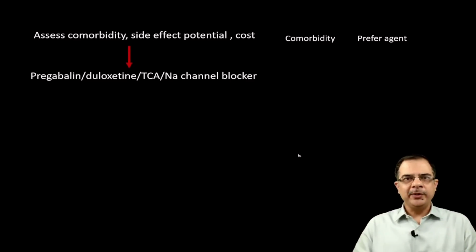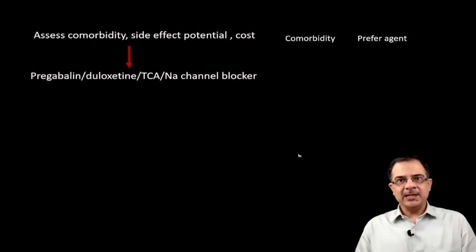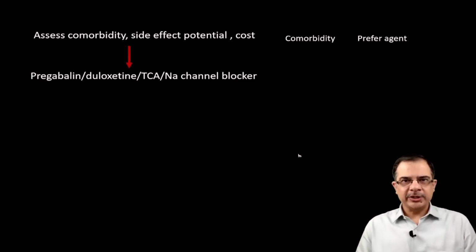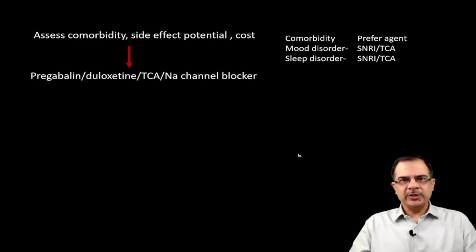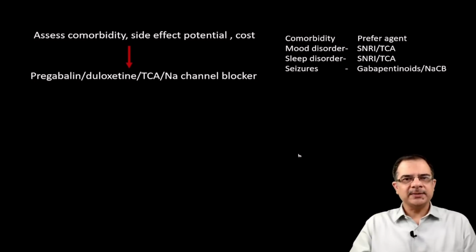You might be reading that only two agents are the initial agents of choice for diabetic peripheral neuropathy, but the recent guidelines say that we can choose from four agents. So comorbid conditions and preferred agent. If the patient has mood disorders like depression, the obvious choice will be tricyclic antidepressant or SNRIs. Sleep disorders, again, same agents we can choose because they have more drowsiness effect. Seizures, the obvious choice will be sodium channel blockers. If the patient has seizure disorder, we will give valproate among those agents, or we can give gabapentin.